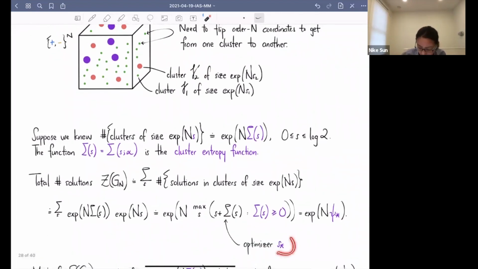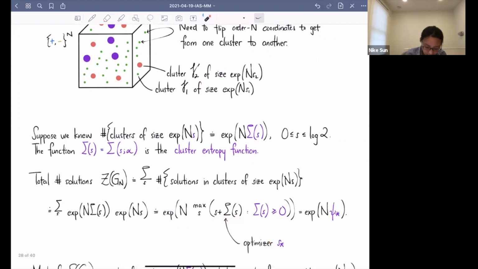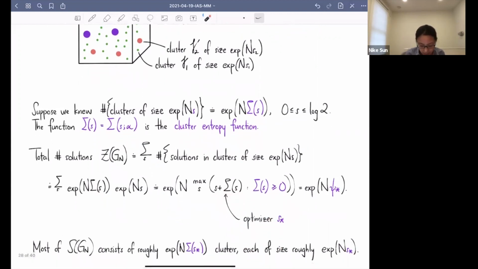So I will call s star the optimal value here, the optimizer of s plus sigma of s. And then it means that most of the solution space will consist of roughly this number of clusters, and each of them will be roughly of similar size. It will be e to the n s star, again with some smaller order corrections.